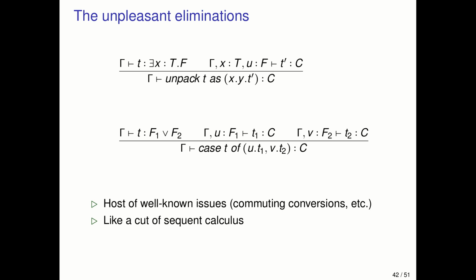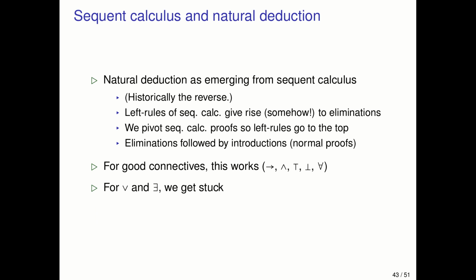I'd like to think it's a new perspective on this problem. So we all know that this is really somehow some kind of bad residual of sequent calculus, of a cut in sequent calculus that kind of didn't make it, kind of didn't get eliminated. So like sequent calculus. Let's think about sequent calculus and natural deduction. Let's think about natural deduction as emerging from sequent calculus, which of course is historically the reverse. We know that everyone sort of knows this. The left rules of sequent calculus give rise somehow to natural deduction eliminations, and the right rules are straightforwardly introductions.